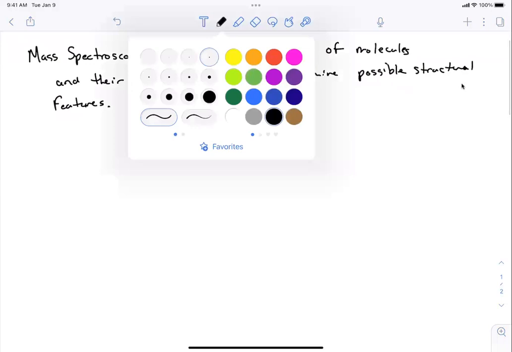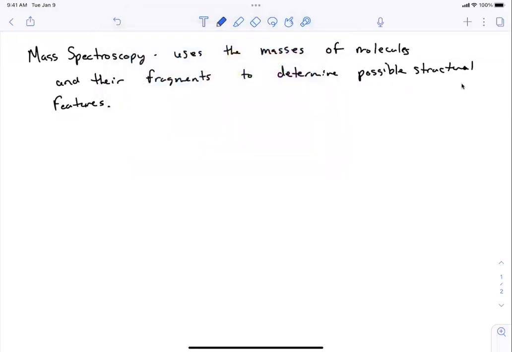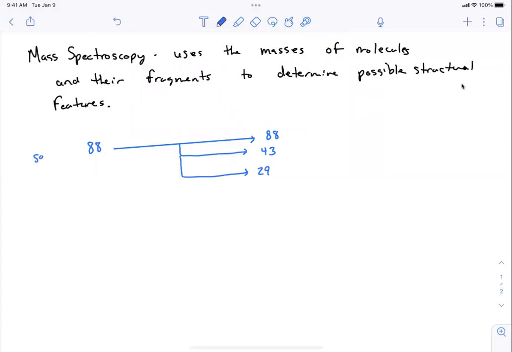And so, let's say you have a molecule that weighs 88. Okay. When you go through the mass spectrometer, you are going to get some fragments that are 88, maybe some fragments that are, I don't know, 43, and maybe some fragments that are like 29 in there. So a whole sample of a molecule that weighs 88, you'll get different fragments that break off during the process, and you'll get different amounts of each of those masses.